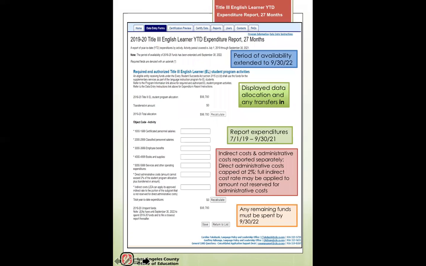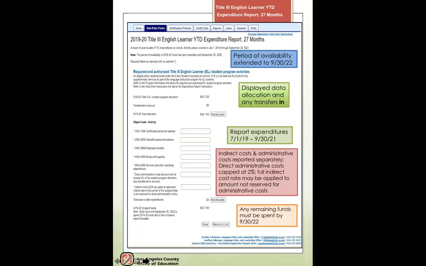All right, next page is your Title III. We're back to Title III again in 1920. It goes faster because it starts getting a little repetitive here. 1920 is your Title III 1920 EL expenditure report. It covers the period from July 1st, 2019 all the way to September 30th, 2021. The data provided by CDE is the total allocations, and again, displayed data includes any transfers in the 1920 year. For Title III, you can't transfer out, only in.